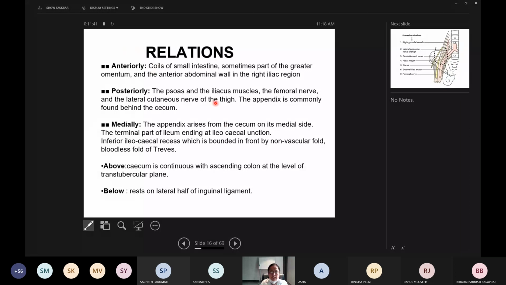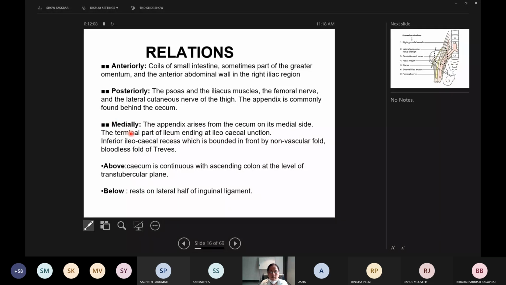So anteriorly it will be mainly related to the coils of the small intestine, the greater omentum, and the anterior abdominal wall. Posteriorly, the abdominal wall muscles are the psoas major and iliacus, and the nerves related to it are the femoral nerve and the lateral cutaneous nerve of the thigh. The appendix is commonly found behind the cecum, that is in the retrocolic recess.